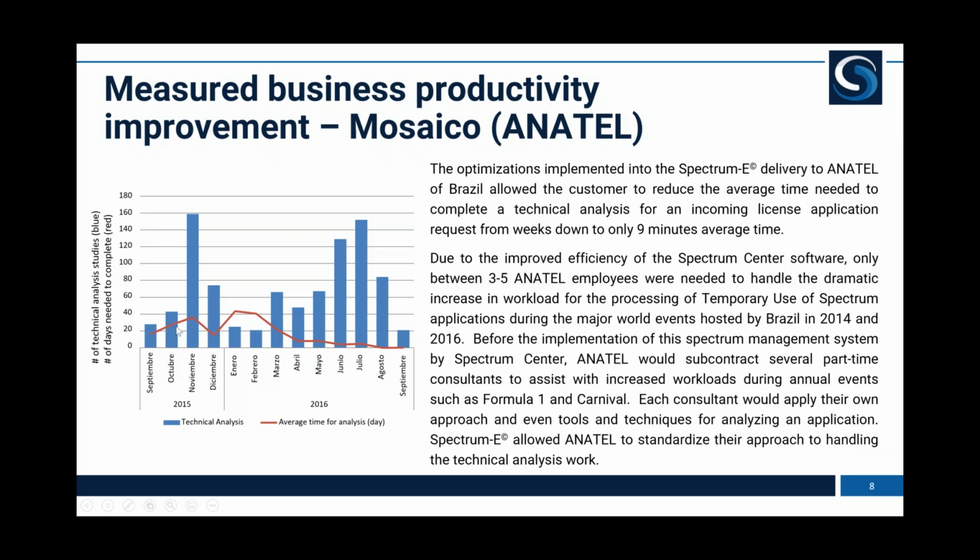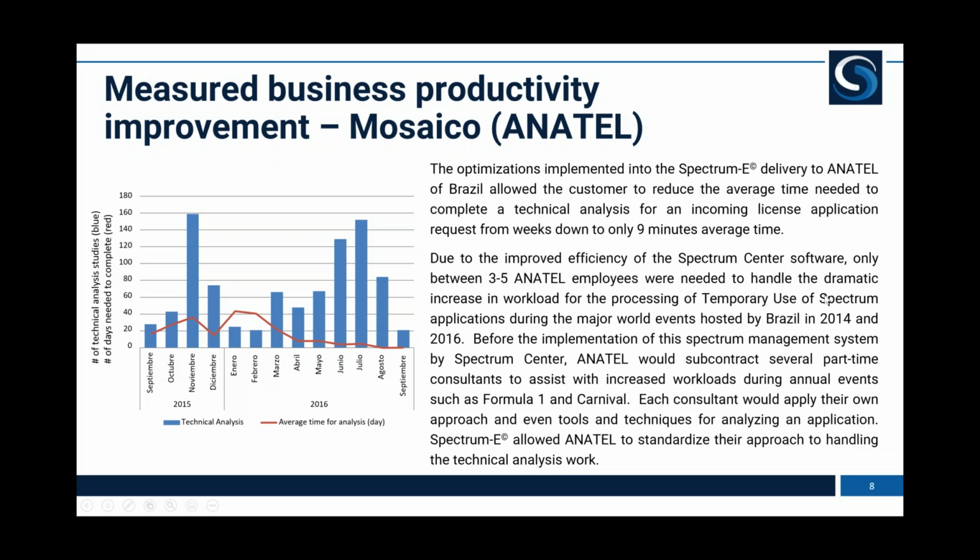So as you could see, as the system was implemented and matured, by the first quarter of 2016, the time needed to process the applications became reduced dramatically. And despite increases in demand in incoming requests, the processing time got smaller and smaller, to the point that at a certain point, the processing time would only take about 9 minutes for a license application.